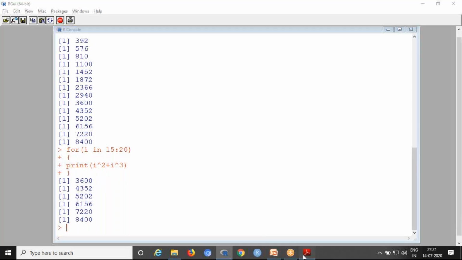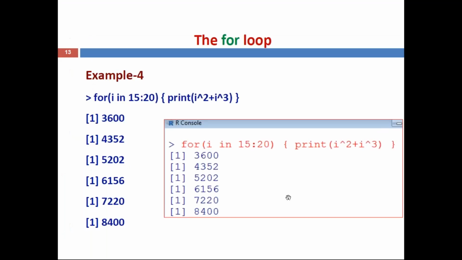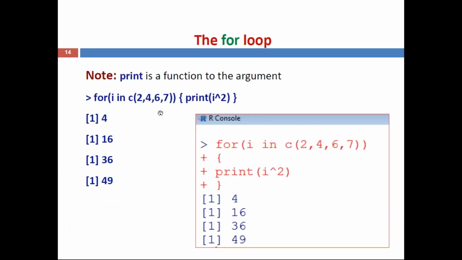This is in a particular range. Then coming to using the vector also. We already mentioned, if the range is not continuous, so random values are there, not in order, at that time you will take the vector format c combined. In this example, you can observe for i in c of 2, 4, 6, 7. These are not continuous values, but the starting value is 2, the ending value is 7, but no continuity.